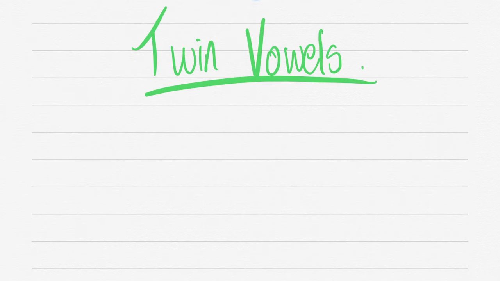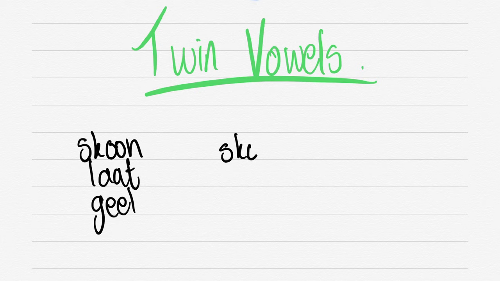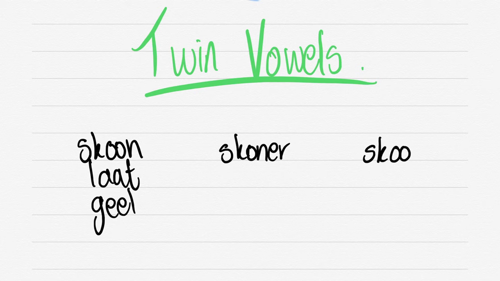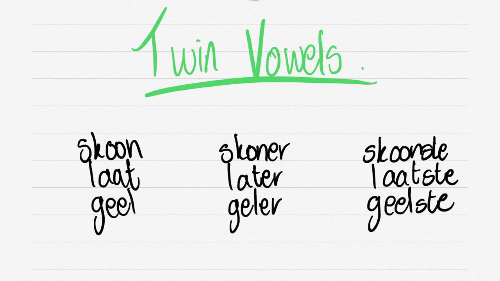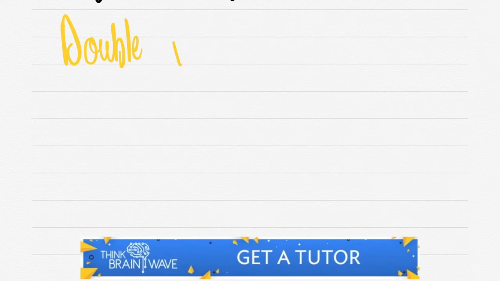Let's do twin vowels. Skoon, laat, geel. Skoner, skoonste. Laat, later, laatste. Geel, geler, geelste. Drop the double vowel, and add ER. For your third, you just add STE.